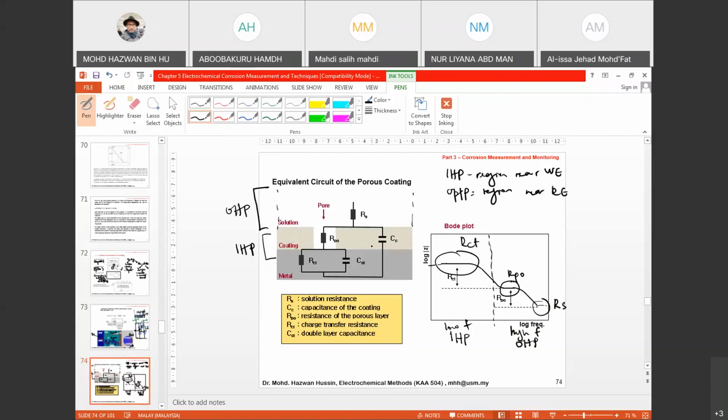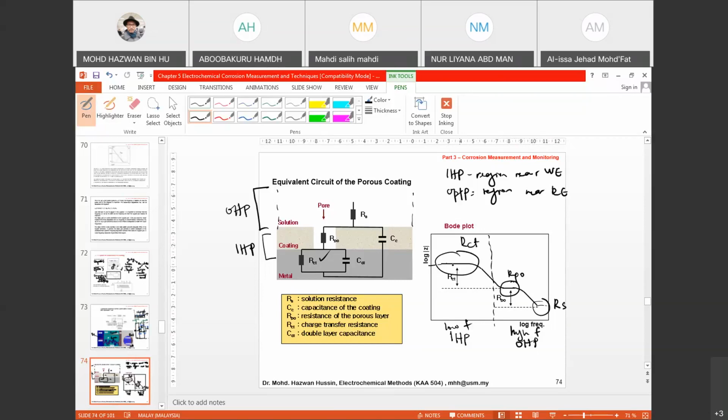Okay, right. So what will be the information that you get near the working electrode? Of course, RCT and CDL. So that is why the formation of RCT happens at the inner Helmholtz region. Meanwhile, the information that you will get, for example RS and RPO, actually happens at the outer Helmholtz plane at higher frequency. Okay. So this is for the Bode plot.